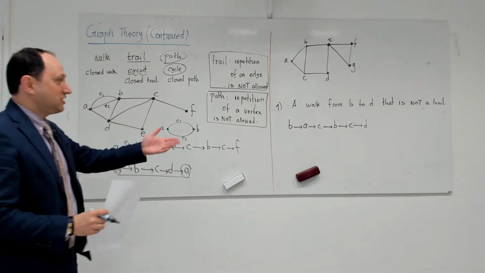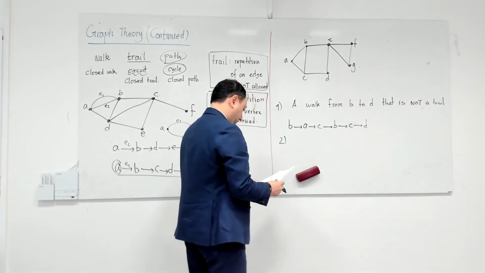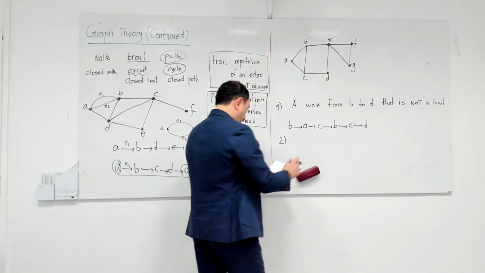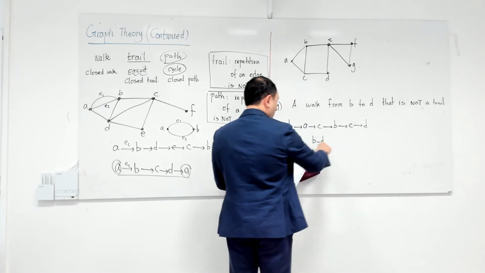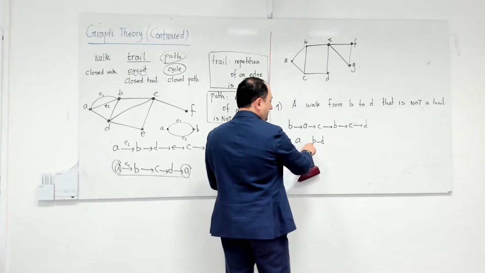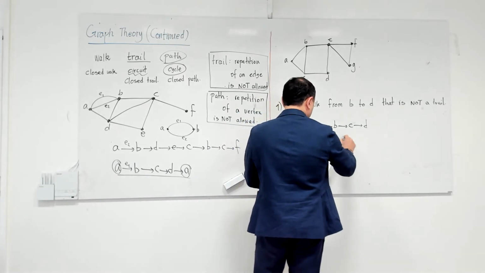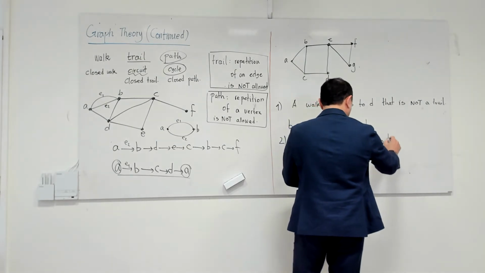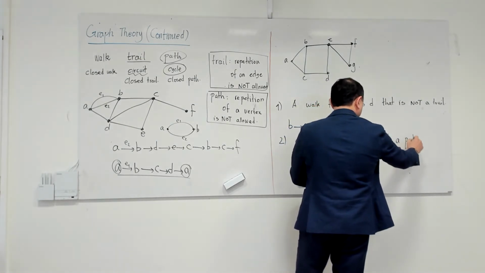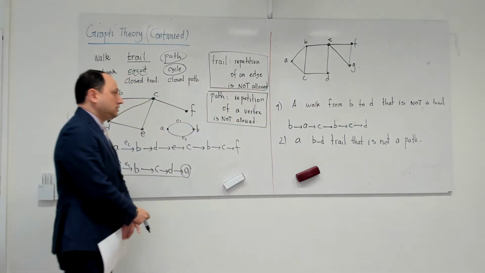This is just an exercise to practice these terminologies. So number 2. So let me write it. A BD trail, sometimes they call it like that. A BD trail means a trail going from B to D. A BD trail that is not a path.